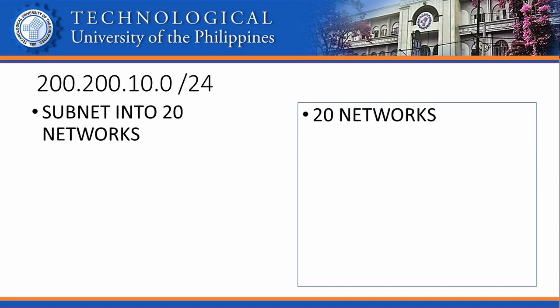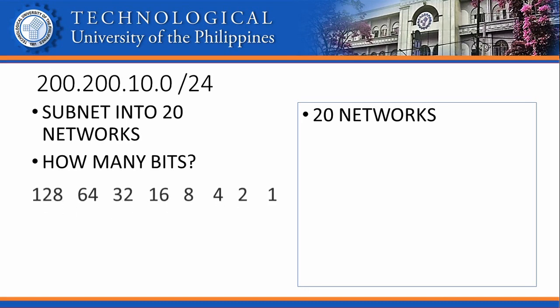Step number 2, ano yun? How many bits? Kagaya ng sabi ko kanina, paano kinukuha yung bits? It depends on the number of network requirements. Network requirements natin is 20 networks. So, first, kailangan natin i-convert yung network requirement natin into binary notation. Tapos, i-omit natin lahat ng leading zeros, tapos yung matitirang bits, yun na yung bits natin. Sige, pakita muna natin yung decimal notation ng binary.